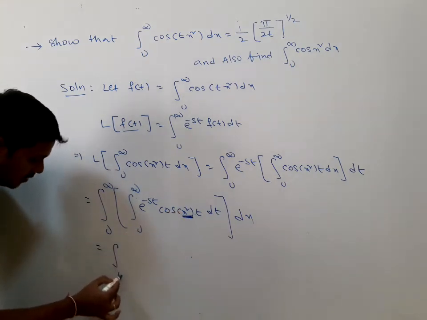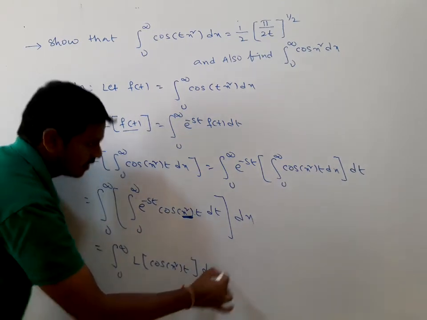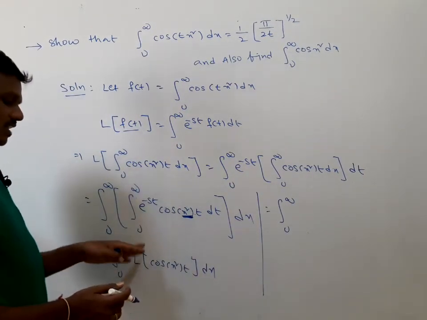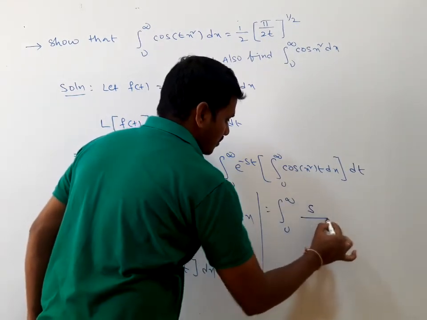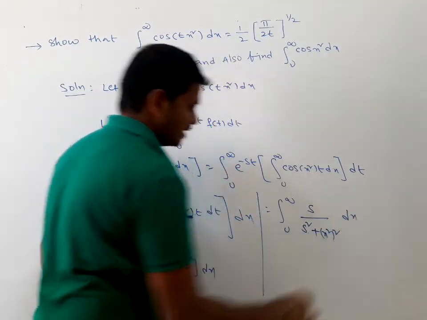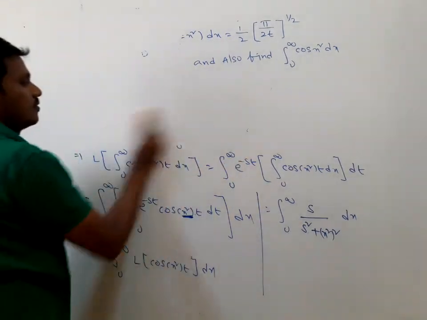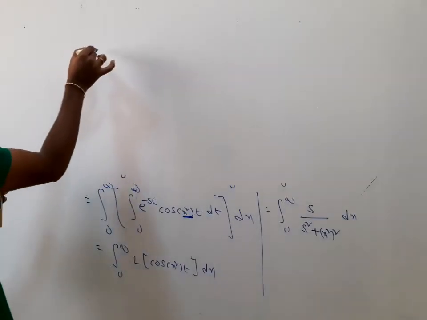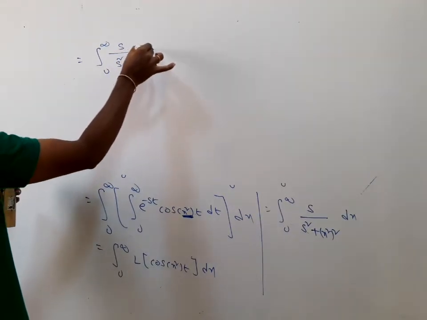So this can be written as integral 0 to infinity, the Laplace transform of cos x square t dx. So this is same as integral 0 to infinity, Laplace transform of cos at is equal to s divided by s square plus a square. Here s divided by s square plus a square, a is equal to x square, here it is x square whole square, dx. Clear? This is integral 0 to infinity s divided by s square plus x to the power of 4 dx.